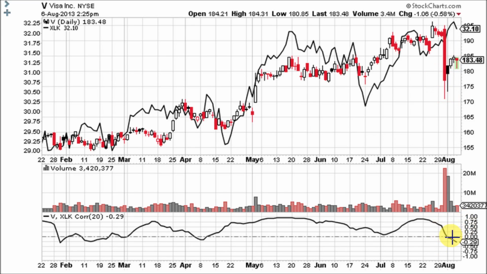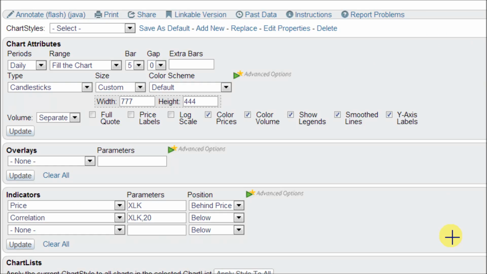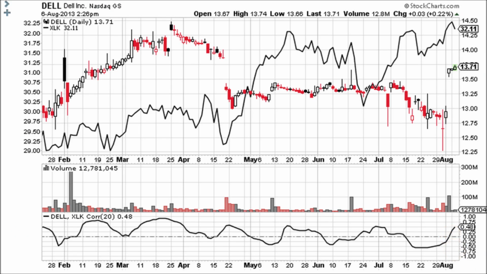Okay, let's go with Dell Computers. Okay, Dell has got a lot of gaps here. It dropped here. The XLK goes up and it basically runs flat, so there's some periods of not real good correlation, and just not real happy with the way that Dell chart looks. It's kind of long wicks on these candles.